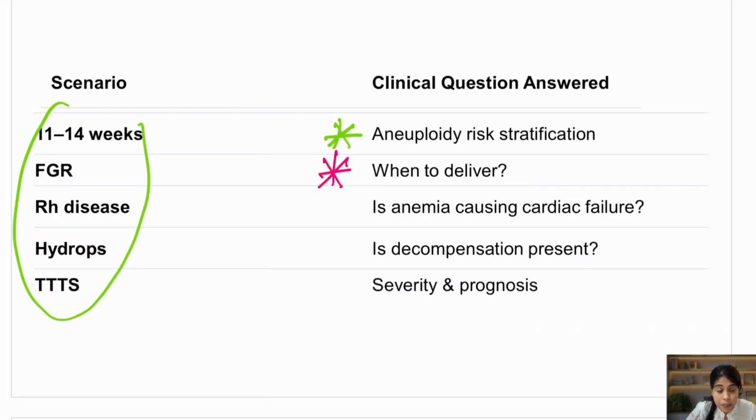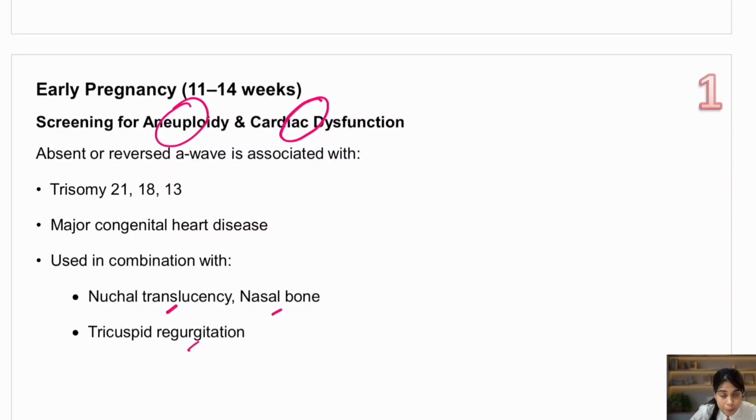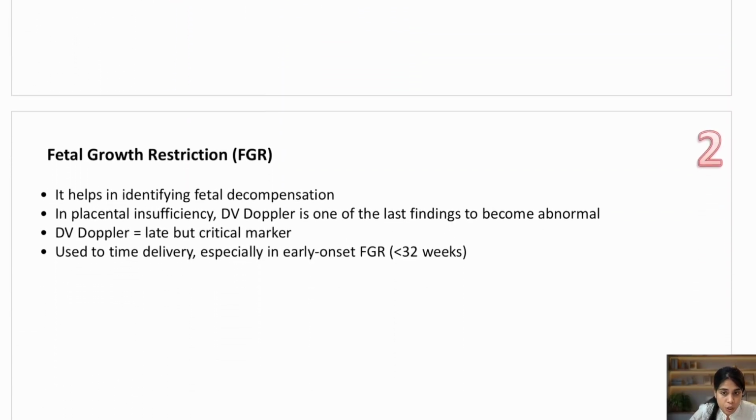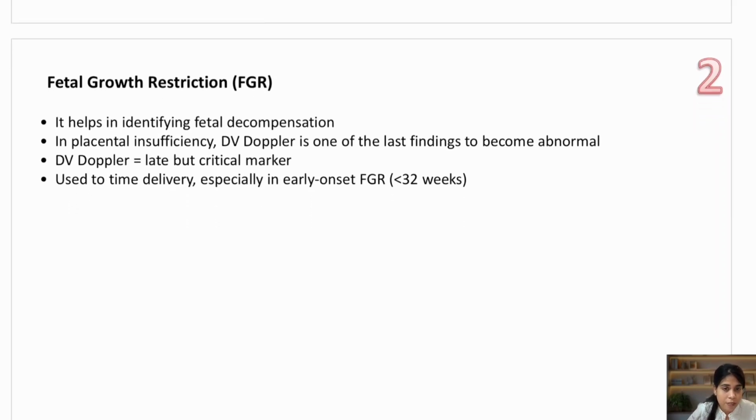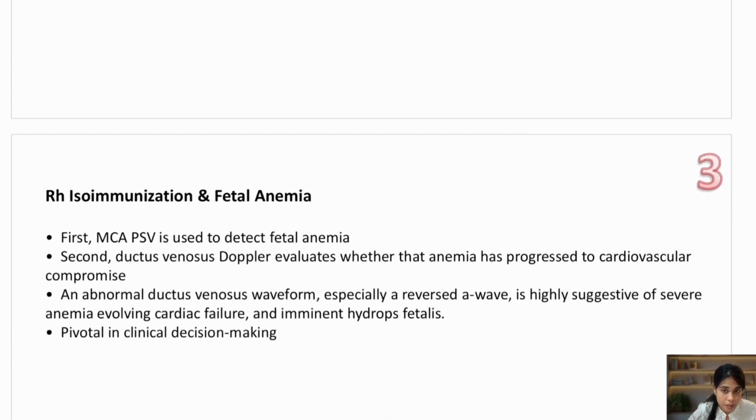In the recipient twin there is very much increased preload for the heart, and again the same situation: cardiac strain can be ascertained by the ductus venosus. So that is the role of ductus venosus Doppler in all these situations of early pregnancy and in IUGR. Ductus venosus Doppler is a late but critical marker. It tells you about the time of delivery, especially in early onset IUGR, like less than 32 weeks.